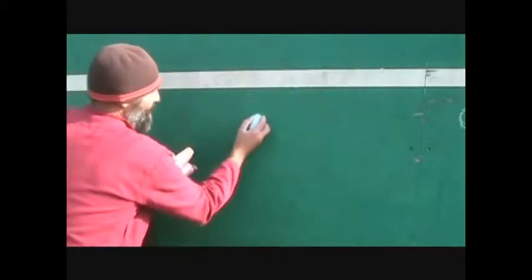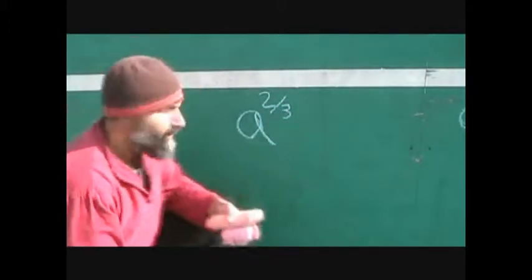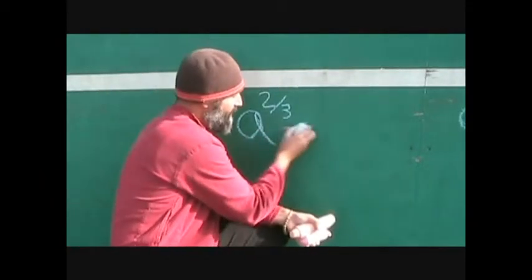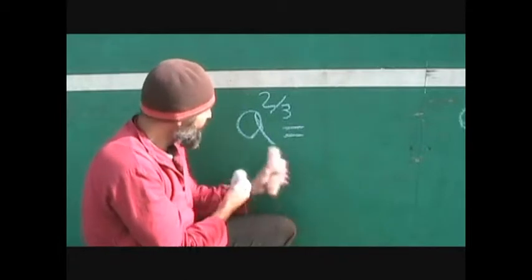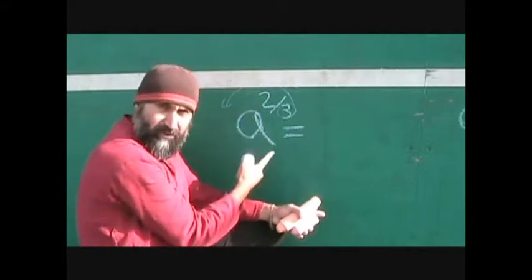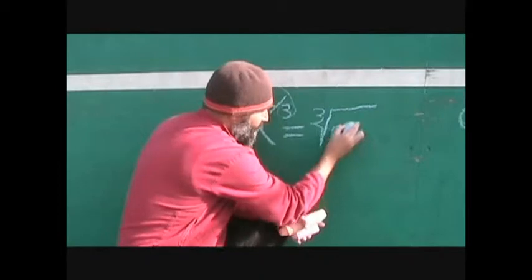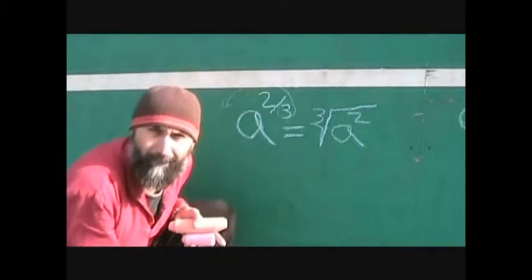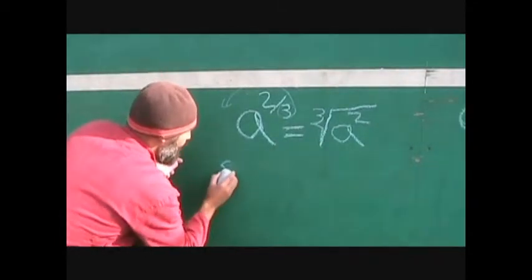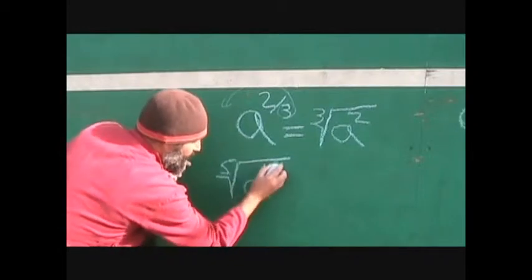So the way it works is a to the power of 2 over 3. And if you want to write this in radical form, you take the 3, you move it up front under the root symbol. So this would be the cube root of a squared. Make sense? You could go the other way around as well. What if you had the 5th root of a to the power of 10?